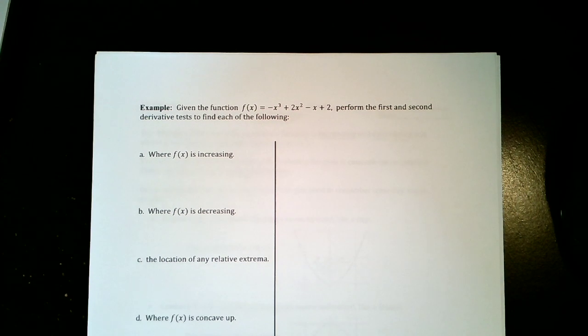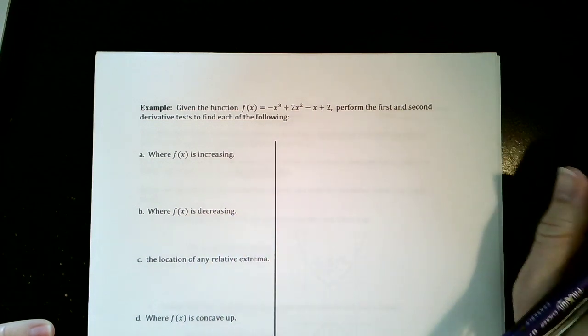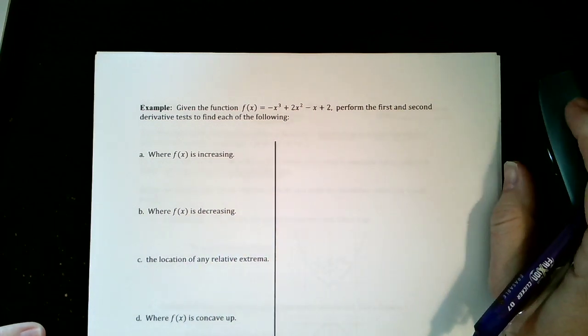Here's an example. Given the function f of x equals negative x cubed plus 2x squared minus x plus 2, perform the first and second derivative test to find each of the following. So here's what I'm going to do. I want you to pause the video and see if you can find the first derivative and the second derivative. Don't do anything else, just find both of the derivatives.